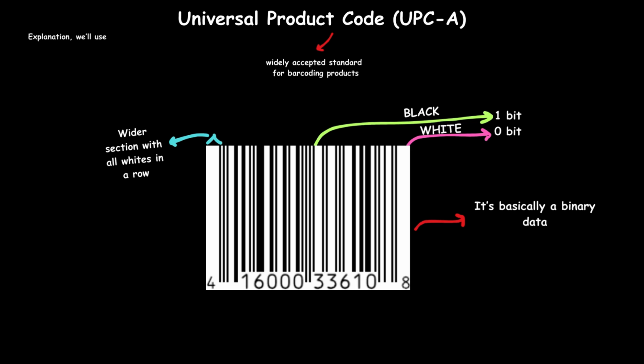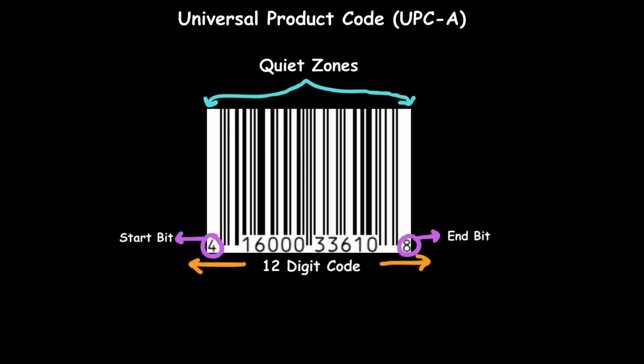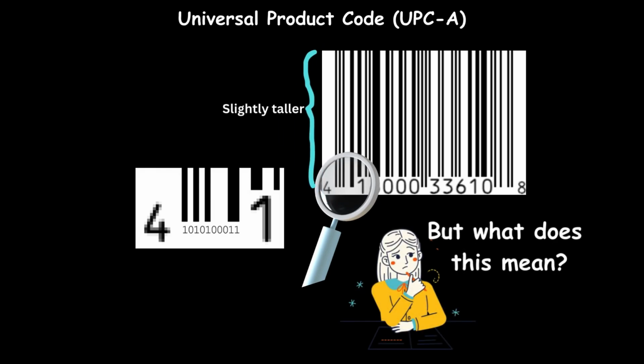matter how complex. These 95 columns make up a 12-digit numeric code, with quiet zones, start and end bits, and a middle section with it. So, let's try to read this. Starting from the left, let's examine the first part of the barcode, which is slightly taller than the part in the middle. By itself, this doesn't tell us much.